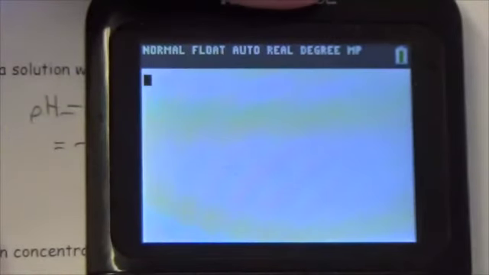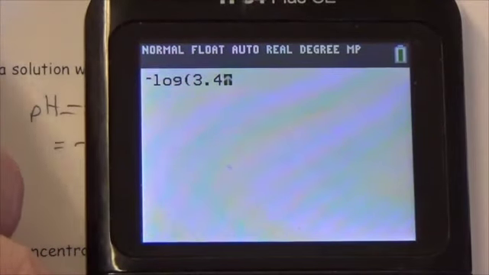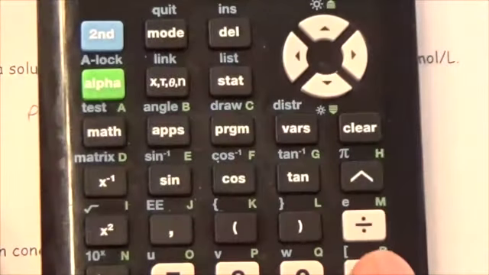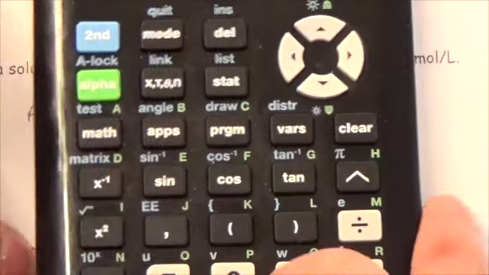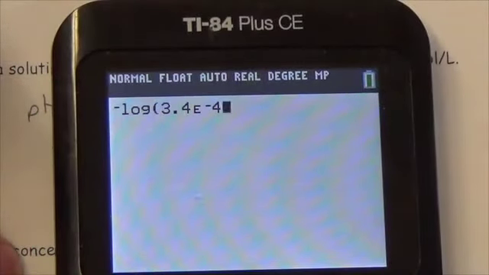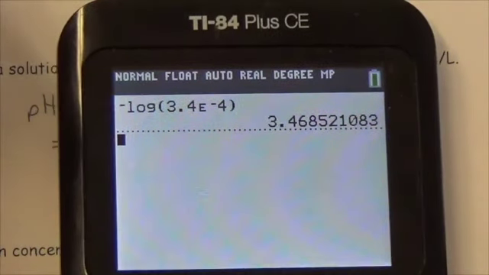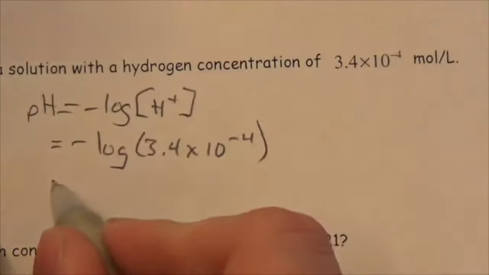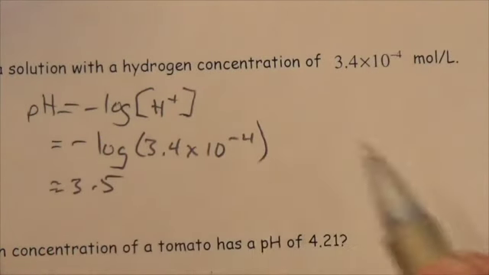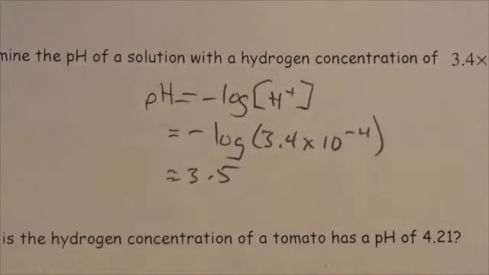Now I will go to my calculator here. Negative log of 3.4, and I'm going to use that engineering notation. I'm pressing second comma right there. Okay, and what was it? Negative 4, so negative 4. When I press enter, I'm getting, and I'll round that, roughly 3.5. So this is approximately 3.5. That's my pH. Okay, there you go. It's as simple as that when you're looking for pH.